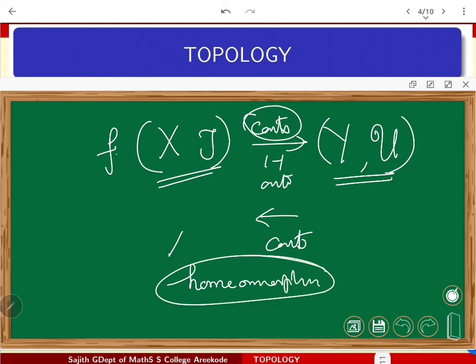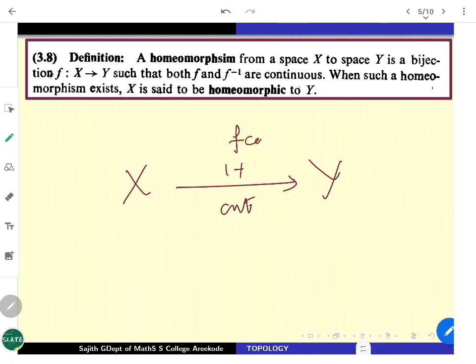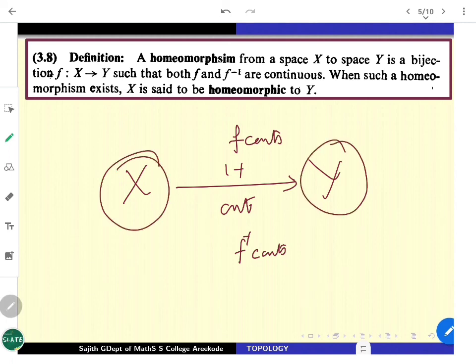So what is a homeomorphism? We define very formally: a space X and a space Y. If we have a bijection, one-one and onto, and if f is continuous and f inverse is also continuous, then we say that X is homeomorphic with Y. So bijective, continuous, with continuous inverse, such maps are homeomorphisms. In that case, we call them homeomorphic images. This is the concept of equivalence in the category of topology.